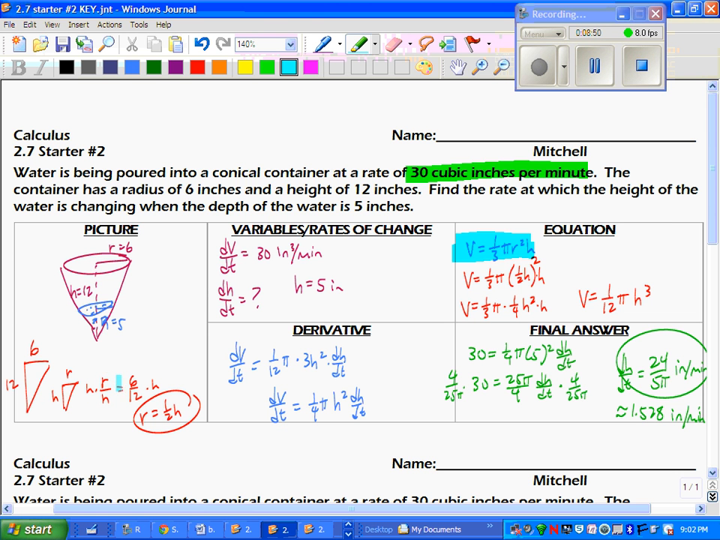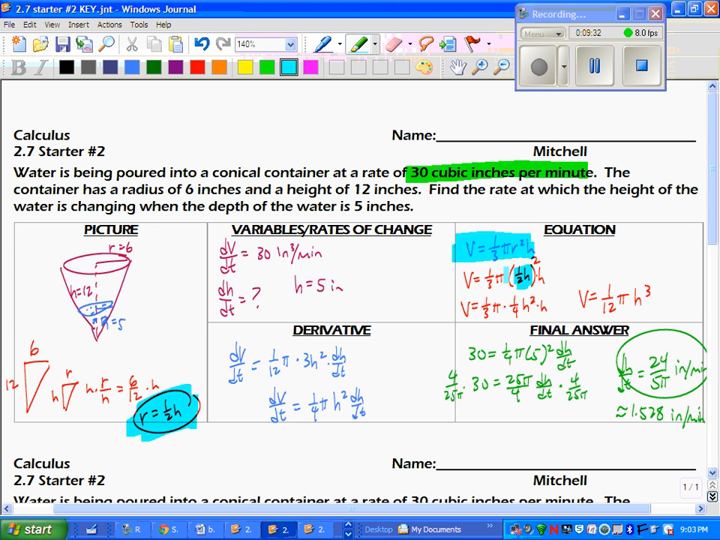Remember, I've told you this before, and you're definitely going to see a quiz question like this. We have to replace the r with something in terms of h. So if we look at this original picture, our cone has a radius of 6, a height of 12. So if we look at the ratio of radius to height, r over h equals 6 over 12. We want to solve for r, so we multiply both sides by h. So we end up getting r equals 1/2 h. So we're going to take that and replace r in the original equation with 1/2 h.